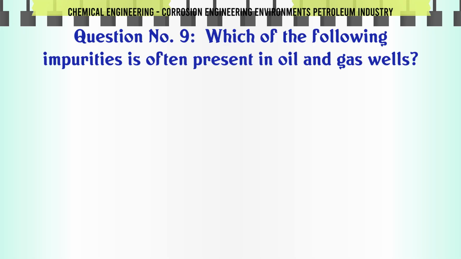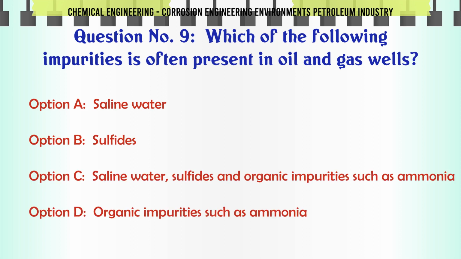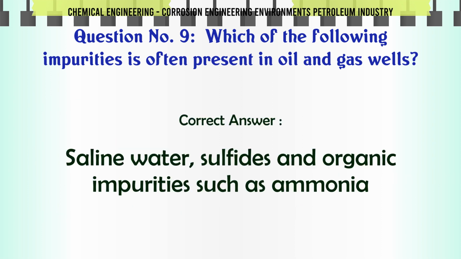Which of the following impurities is often present in oil and gas wells? A. Saline water. B. Sulfides. C. Saline water, sulfides and organic impurities such as ammonia. D. Organic impurities such as ammonia. The correct answer is saline water, sulfides and organic impurities such as ammonia.